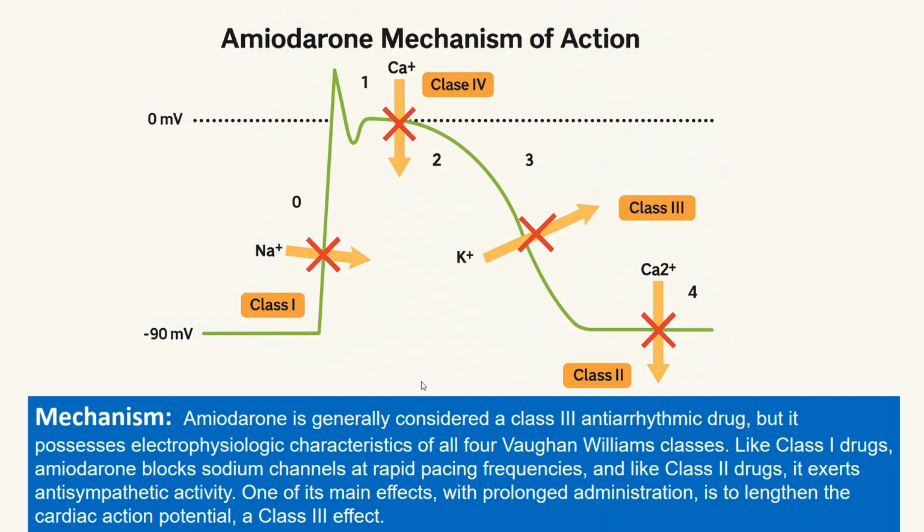So amiodarone has more than one activity. Although it is grouped into class 3, it also has sodium blockade activity, and it also blocks class 2, which is calcium ion channel entry. And then it also exerts antisympathetic activity, and the primary effect is coming from class 3. That's the main effect of this drug.